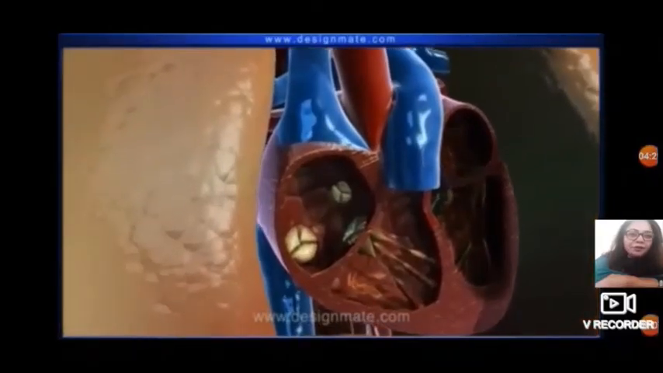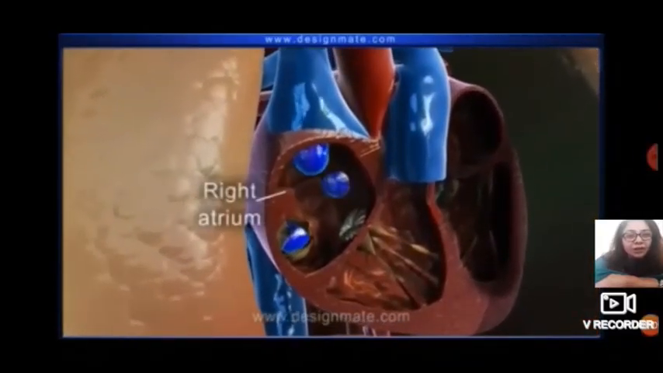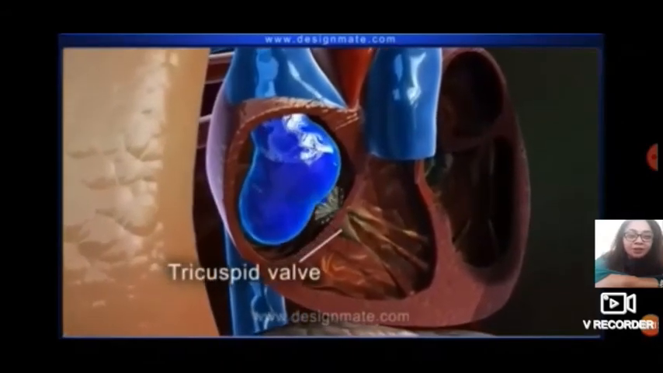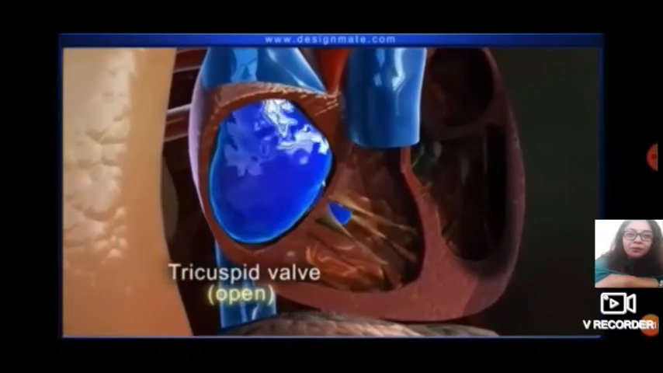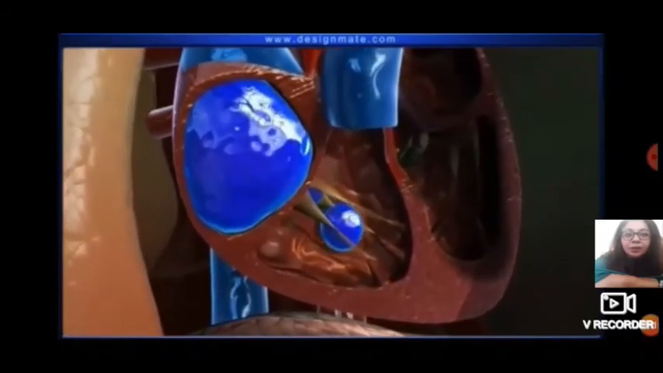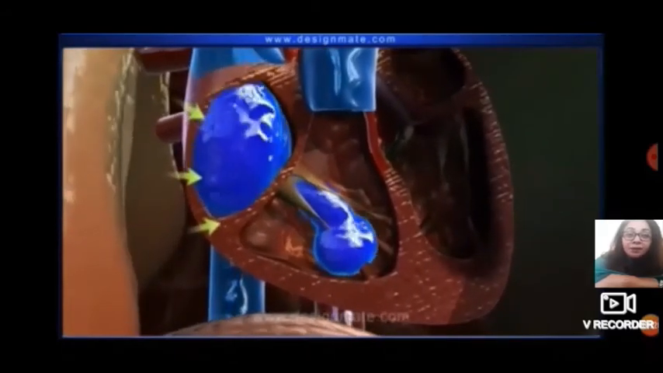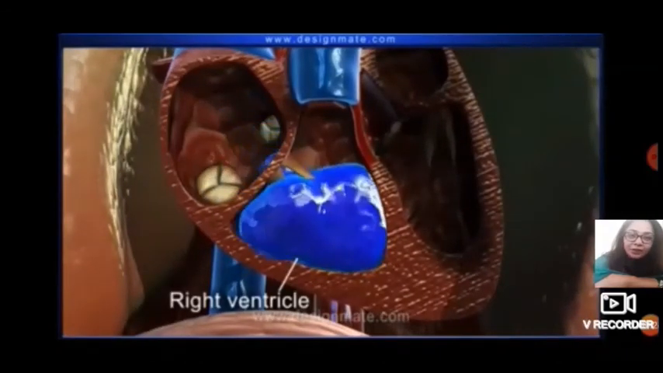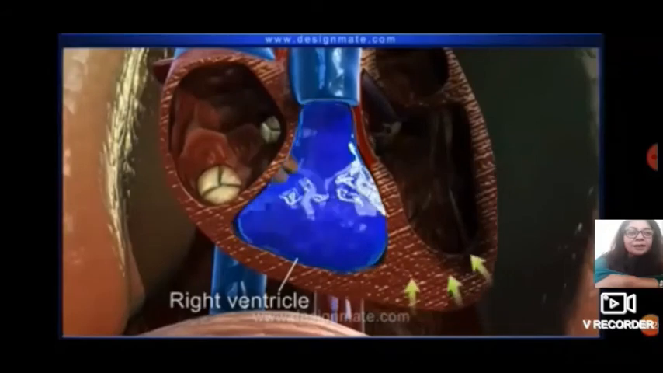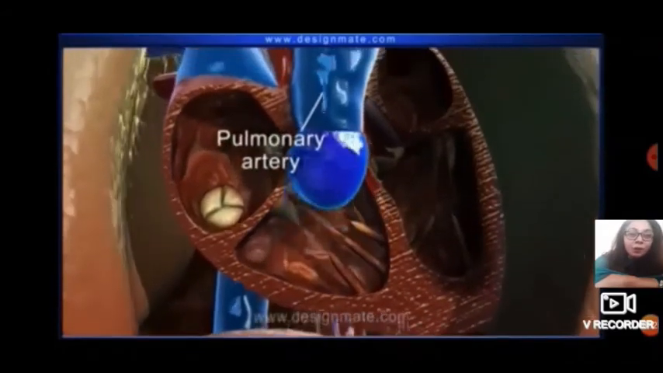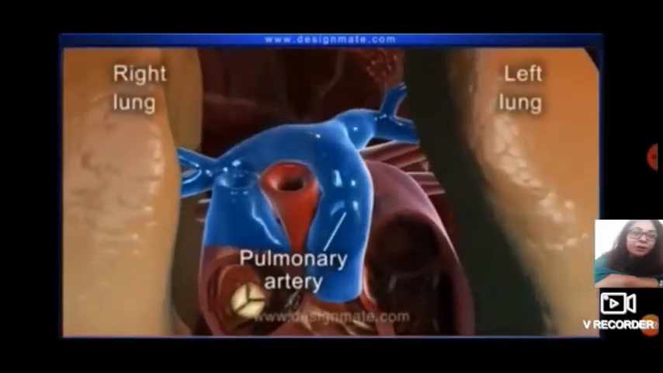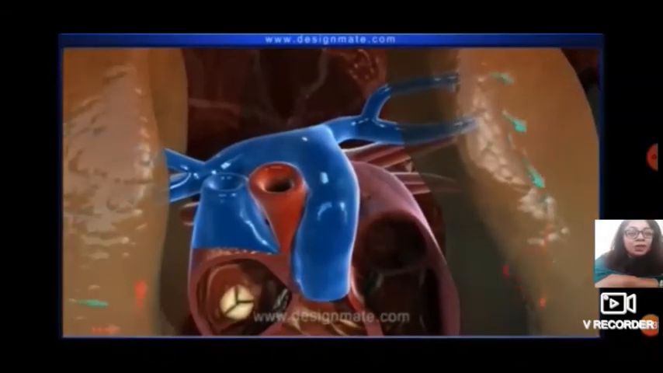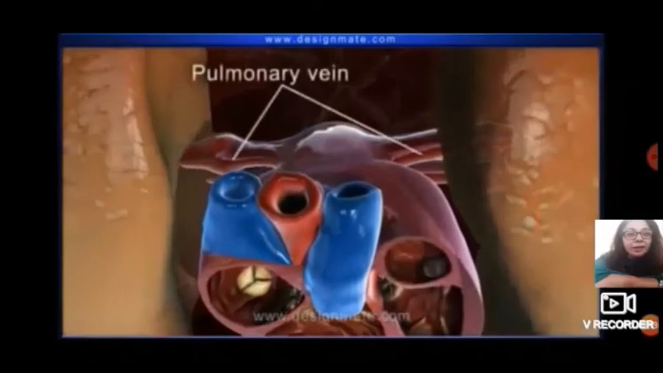Previously, we have understood the structure of the heart and the circulation by the arteries and veins. Now, we are understanding it more deeply. The impure blood, the blue blood, will enter into the right atrium. By the tricuspid valve, it will enter into the right ventricle. Now, by the contraction of the wall of the heart, it will enter into the pulmonary artery, which carries the impure blood to the lungs, the right and the left lung.